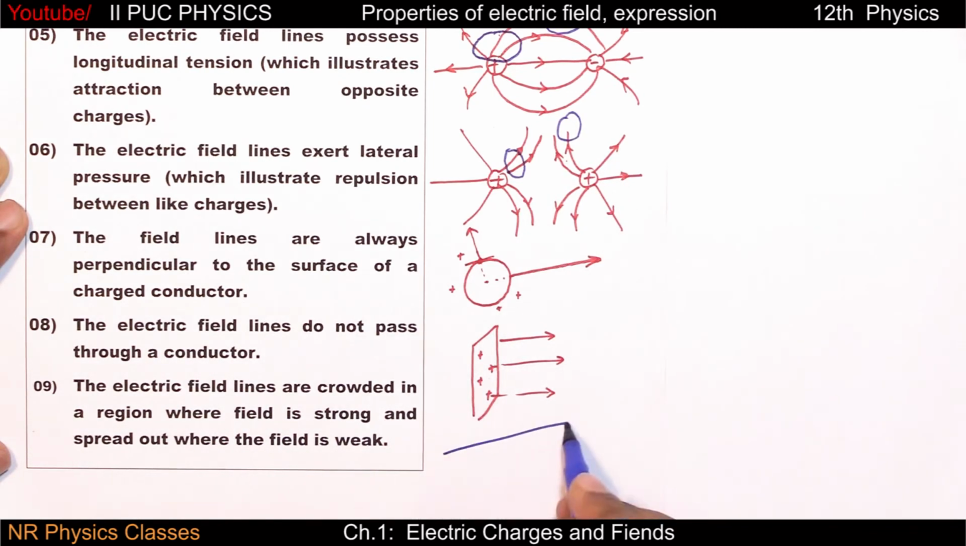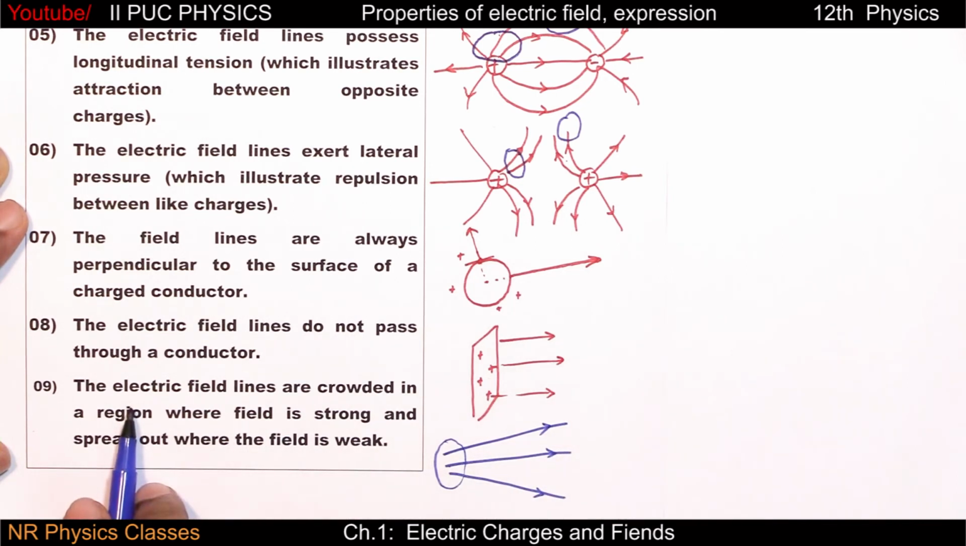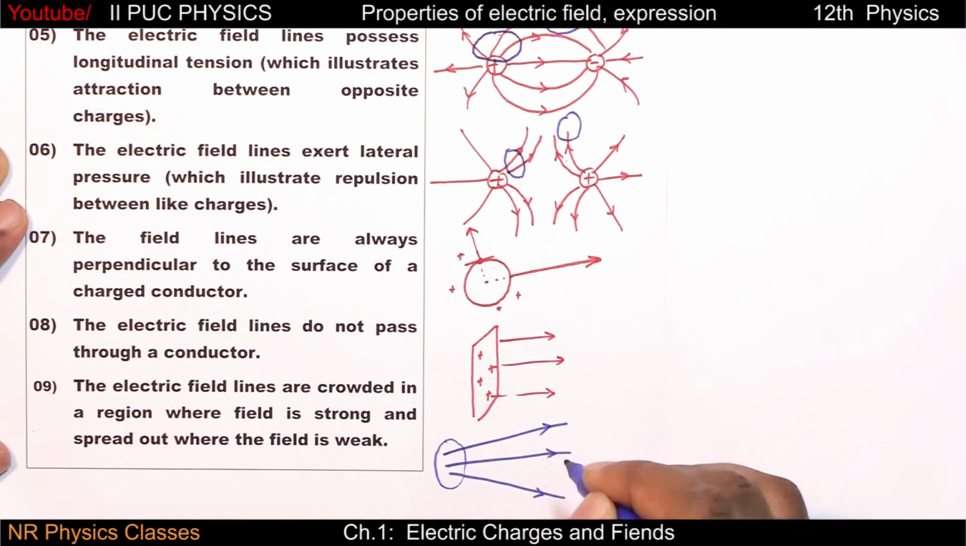Suppose field lines are like this. In this region, electric field lines are crowded. Crowded means this represents a stronger field. Less crowded means a weaker field. That is this: electric field lines are crowded in a region where the field is strong and spread out where the field is weak. This is how we should draw. Please understand, this is how we should draw.